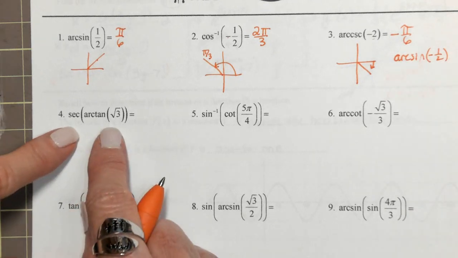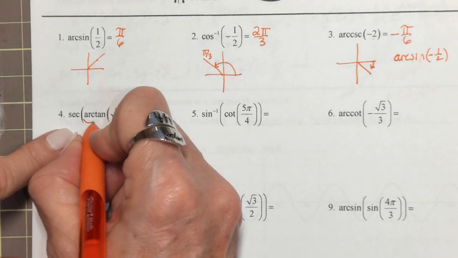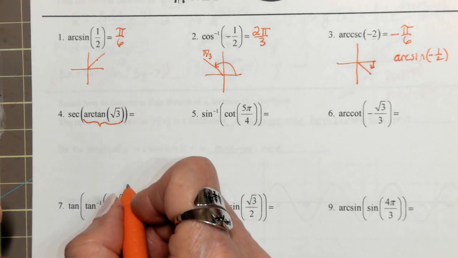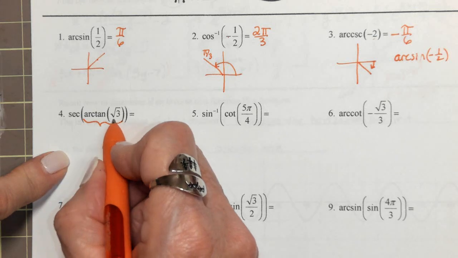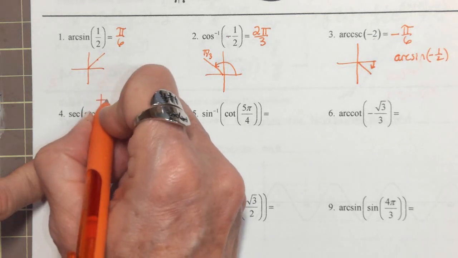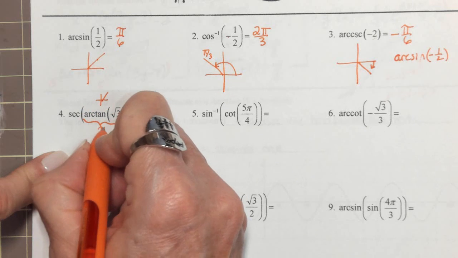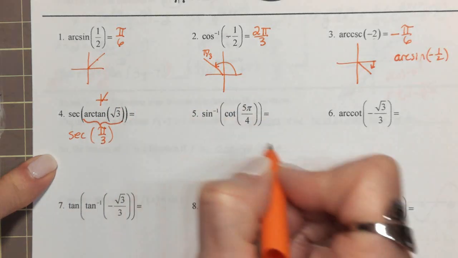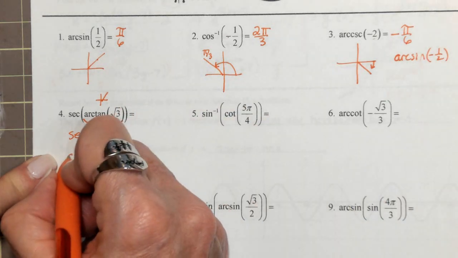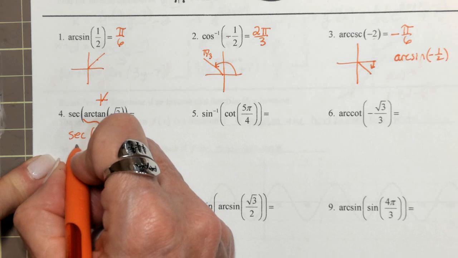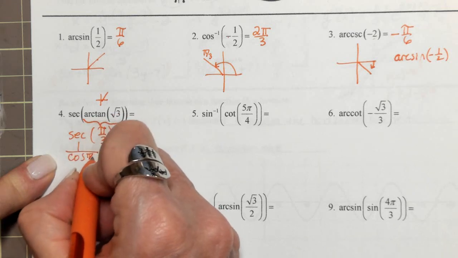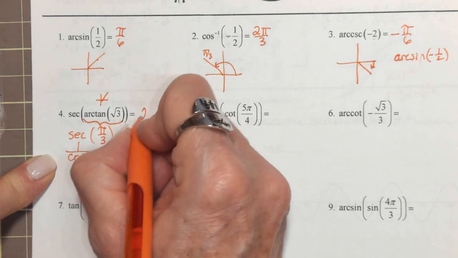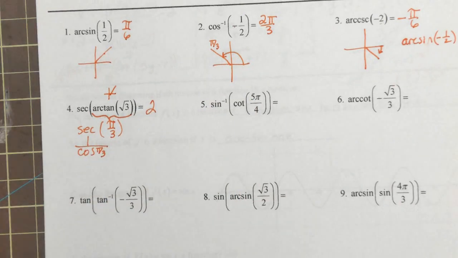Okay, here we have a little combo. I'm going to start inside, of course, and find that, and then I'll take secant of whatever my answer is. Arctan of square root 3. First quadrant, this is just pi over 3. So now we have secant of pi over 3. What is secant of pi over 3? Well, that is the same as 1 over cosine of pi over 3. Cosine of pi over 3 is a half. Flip a half, and we get 2.